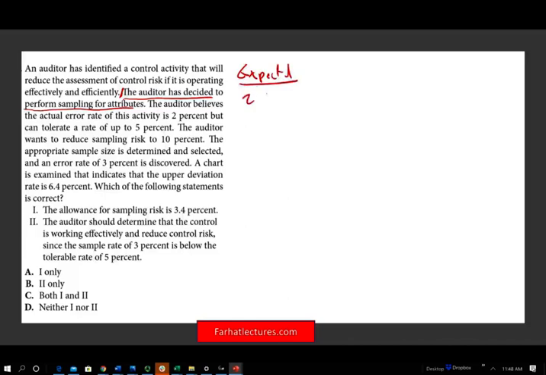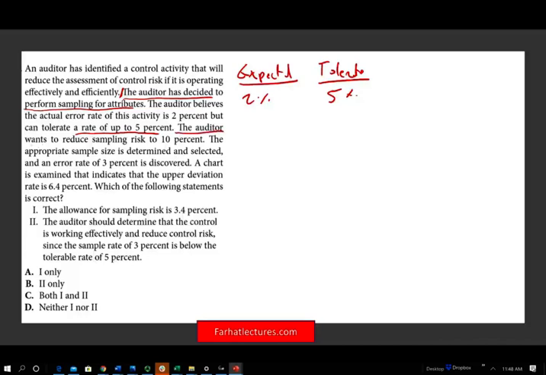They expect 2%. They expect the actual error to be 2%, but they can tolerate 5%. So they expect 2, they can tolerate 5. The auditor wants to reduce sampling risk to 10%. Now there is the sampling risk here.